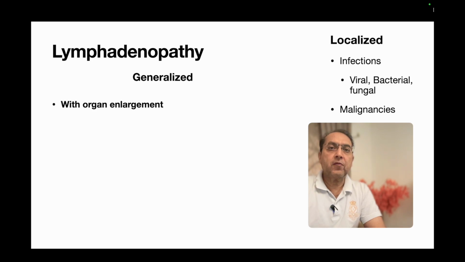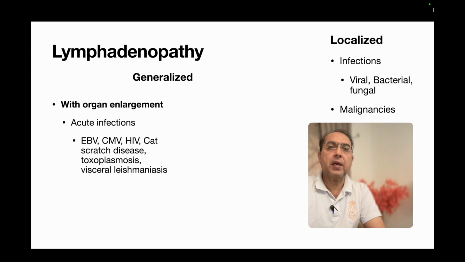So with the lymph nodes which are with enlarged organs or involved organs, acute infections are one reason. For example, Epstein-Barr virus, CMV, HIV, cat scratch disease, toxoplasmosis, visceral leishmaniasis, they can all be reason for lymph node enlargement.